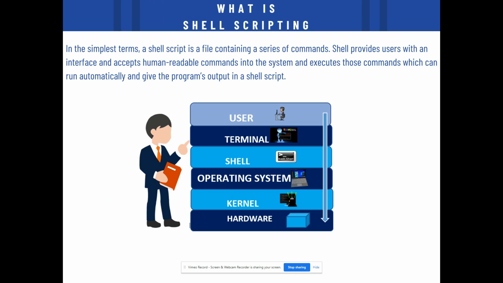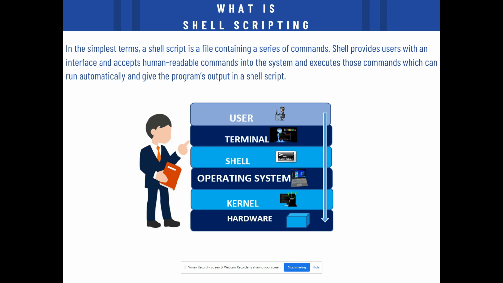In simplest terms, a shell script is a file containing a series of commands. The shell provides the user with an interface and accepts human-readable commands into the system and executes those commands, which can run automatically and give the program's output. So in short, it is nothing but a terminal which has a shell installed on it, and whenever you type any command it gets executed. And that's what we are going to see a demo session of in the upcoming slides.